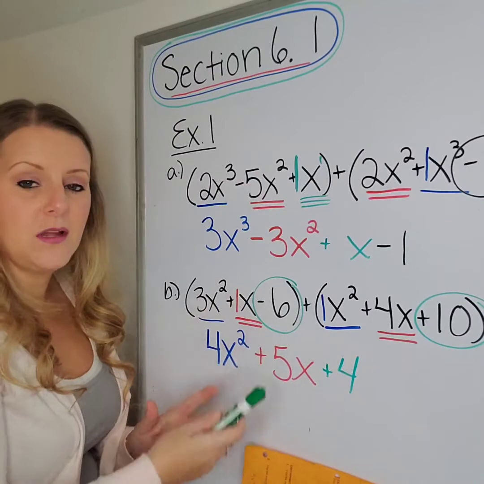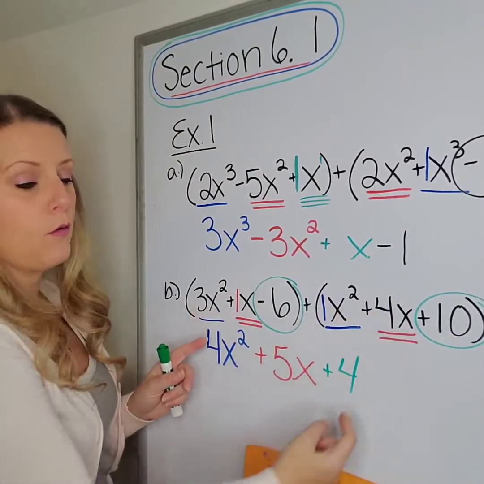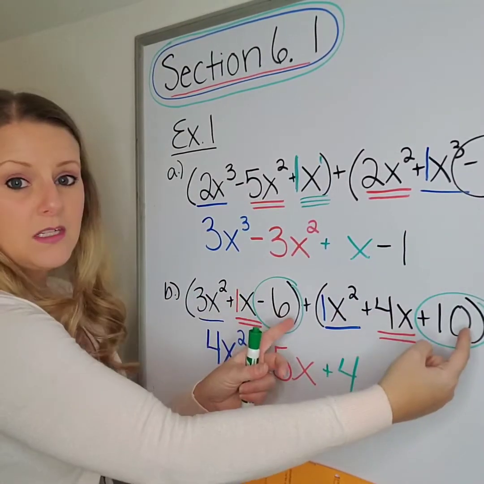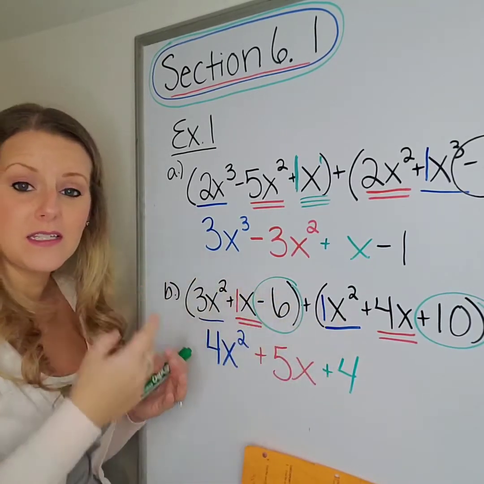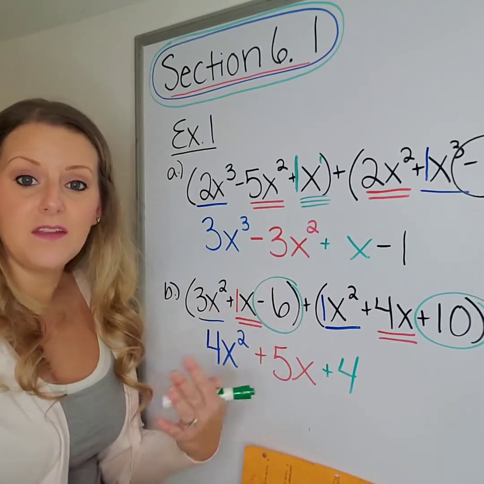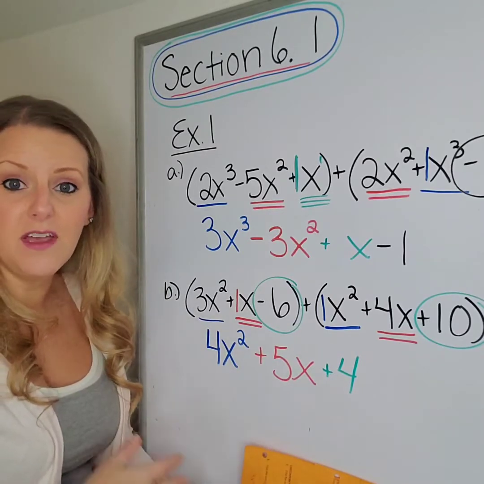So now you've just combined them. They don't have to be in order like this. These two, these two, these two, they can be anywhere. So just make sure that x squared goes with x squared and it stays in x squared. X to the 5th goes with x to the 5th and it stays in x to the 5th, whatever it is.